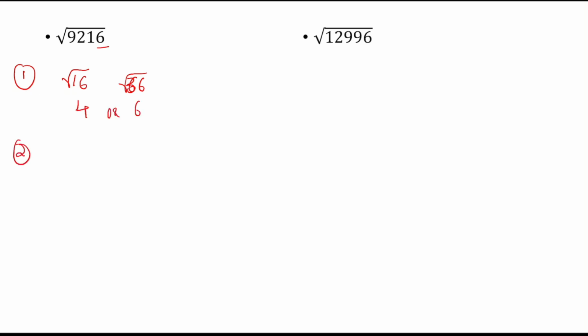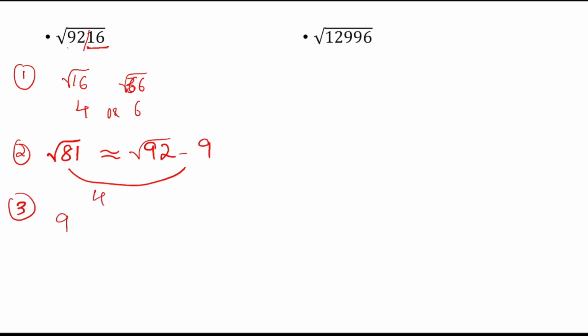Then second step, now the first two numbers we have to leave them and see the next two numbers, that is 92. So square root of 92 is nearer to and less than which square root? Square root of 81. Okay, so square root of 81 is approximately nearer and less than square root of 92. So square root of 81 is nothing but 9. Okay, so in third step write 9 here, 4 and 6. So the square root of 9216 will be either 94 or 96.